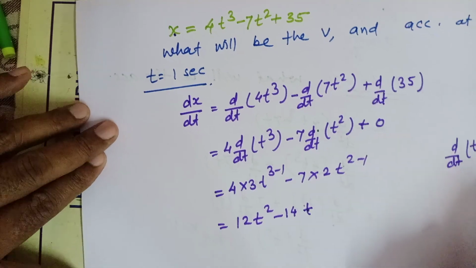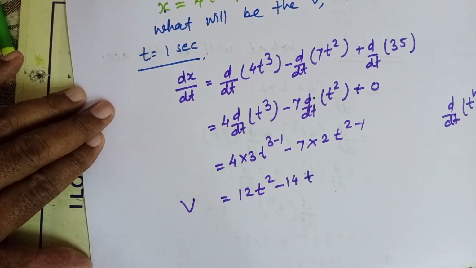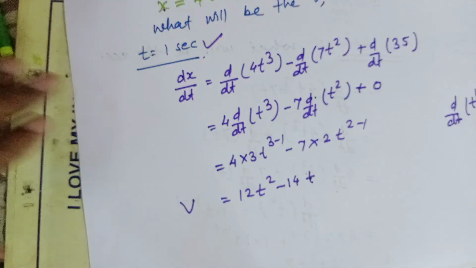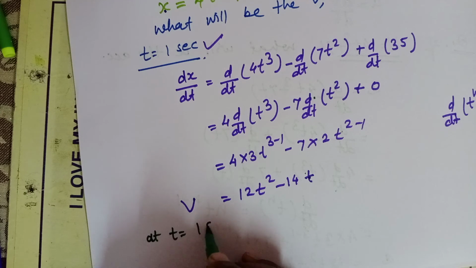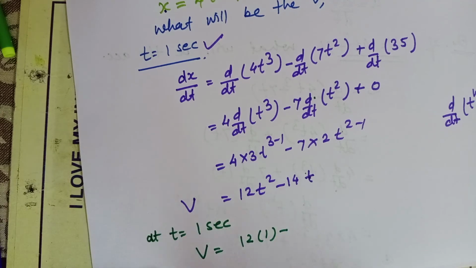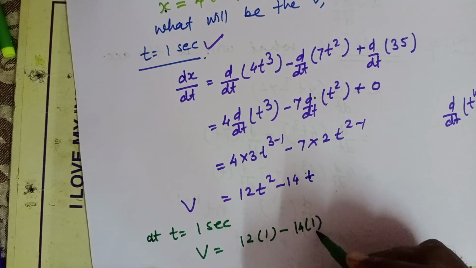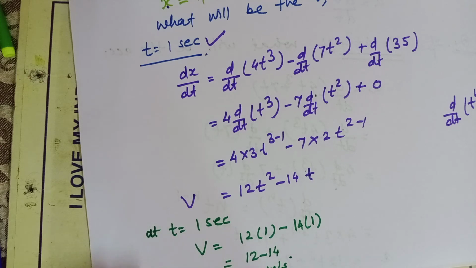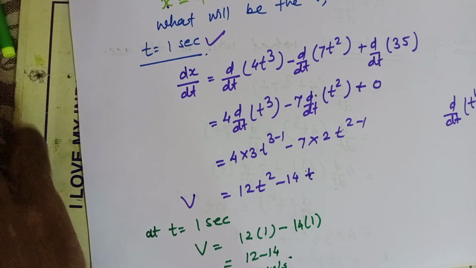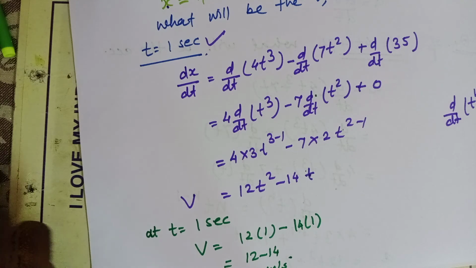Now this is the velocity. But we have to calculate the velocity at t equal to 1 second, so we will put t equal to 1 second. At t equal to 1 second, v equals 12 into 1 minus 14 into 1. So it will become 12 minus 14. The velocity is minus 2 meter per second. Don't worry while writing the negative sign. The velocity may be negative, velocity may be positive. So we have calculated the velocity.